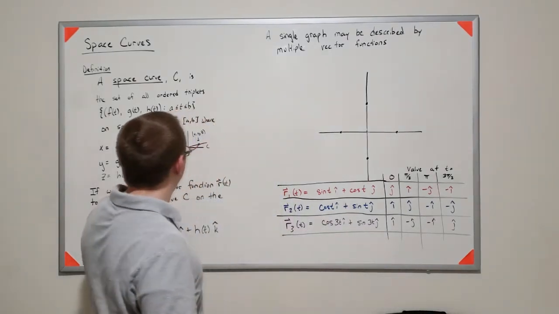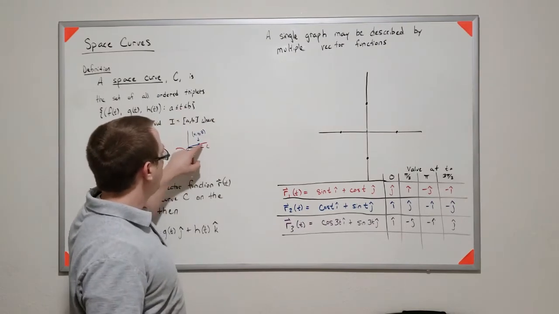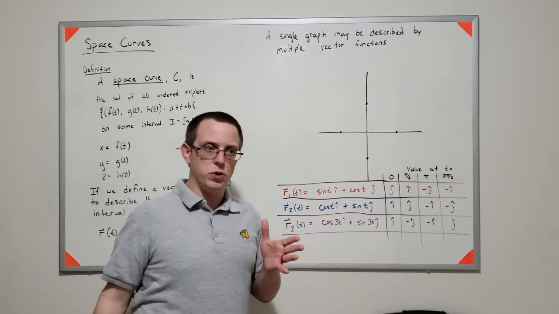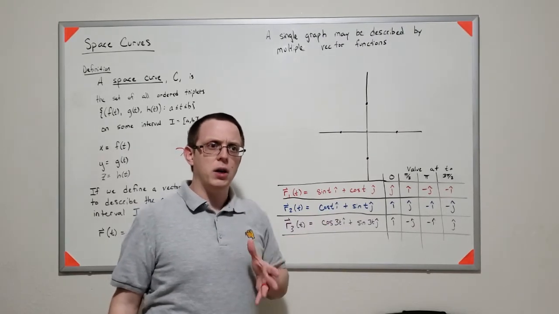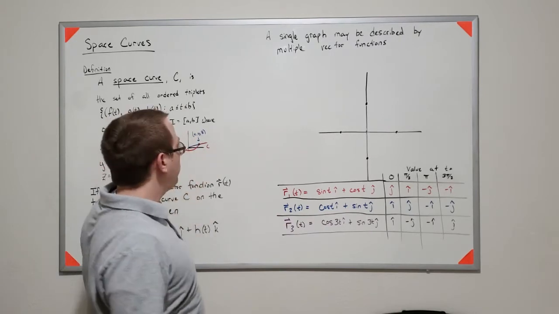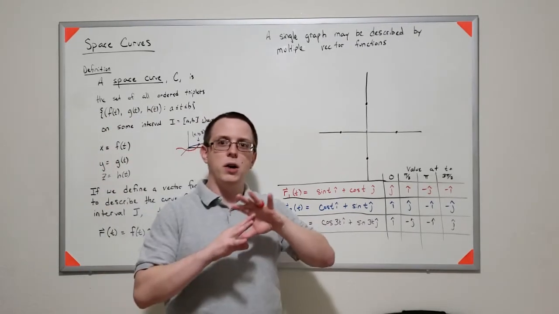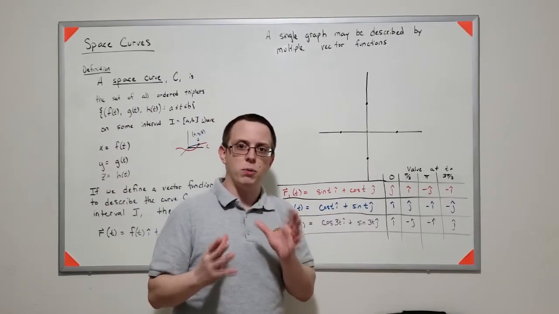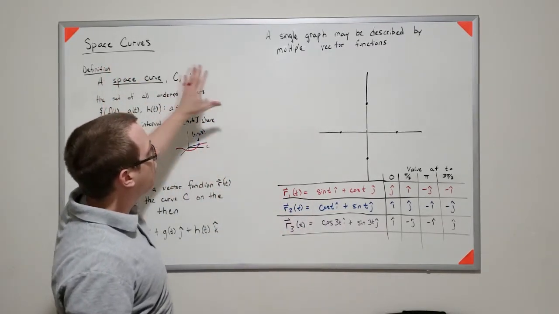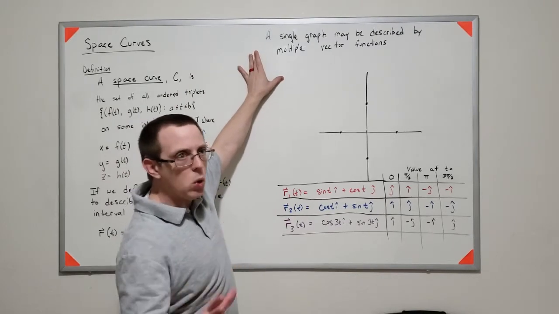If all you have is just some graph, and you don't necessarily know information about how it moves, which isn't that common, but you may have anyway. If you have some graph, you may not know the best way to approach that. And so a space curve can be described by multiple functions.